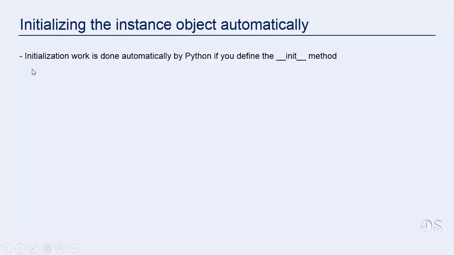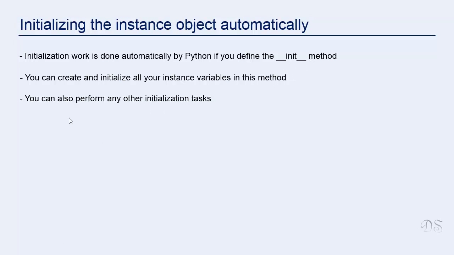So we have seen that the initialization work is automatically done by Python if you define the dunder init method. You can create and initialize all your instance variables in this method. Although instance variables can be created in any other method also, it is more readable and clear if you create all the instance variables in this dunder init method. You can also perform any other startup task that you want in this initializer method. For example, opening a file or setting up a network connection or connecting to a database.